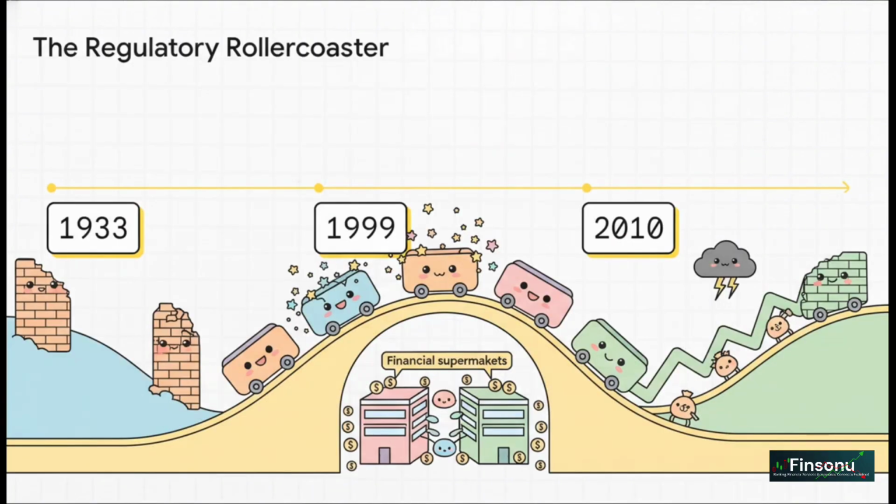And this whole thing has been a real regulatory roller coaster. Back in 1933, the Glass-Steagall Act put up the first big wall. Then, in 1999, that wall got torn down, and you started seeing these giant financial supermarkets. But after the 2008 crisis, the pendulum swung back hard. New rules like Dodd-Frank came in and rebuilt those walls to get risk under control.